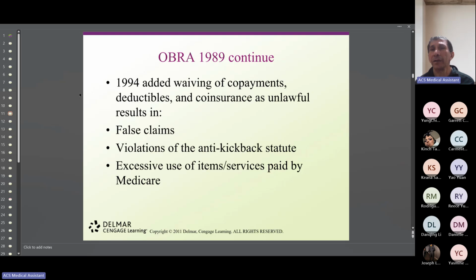According to OBRA, in 1994 it added that waiving of co-payments, deductibles, and co-insurance results in false claims, fraud. So let me tell you what it is. If a medical doctor does not charge you for the co-payment, that is illegal, because it's part of the billing process. It is part of the payment of the insurance to charge a co-payment.